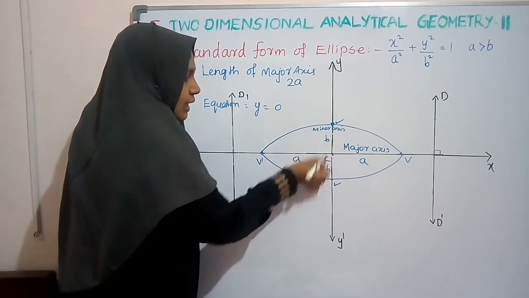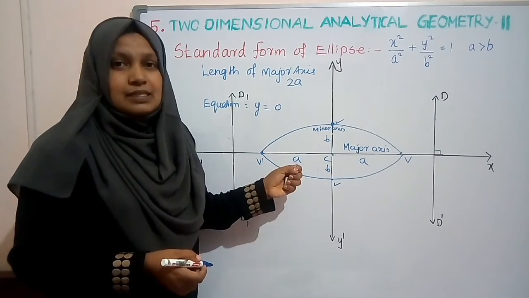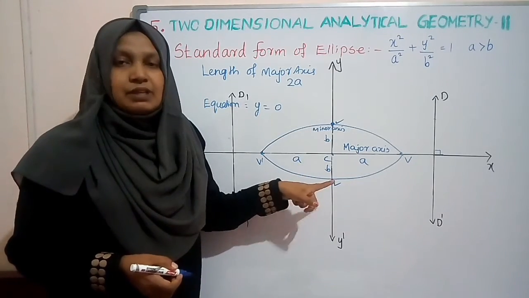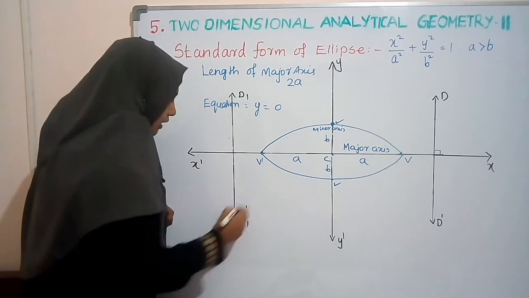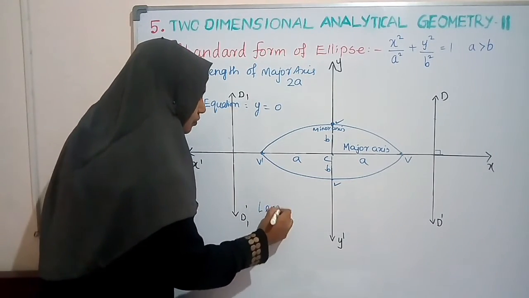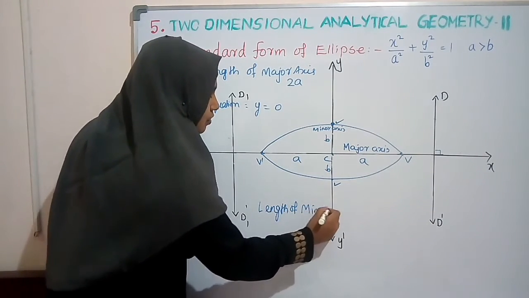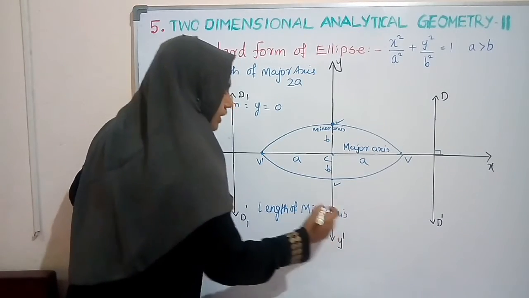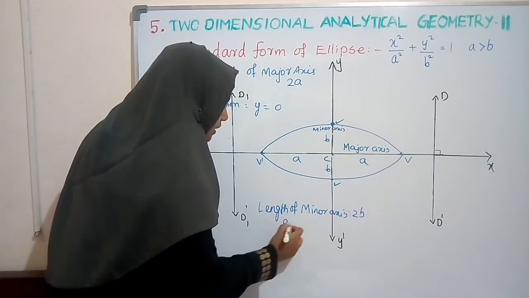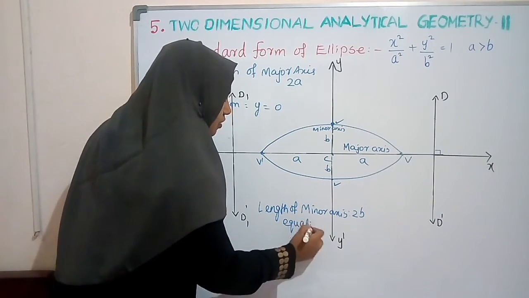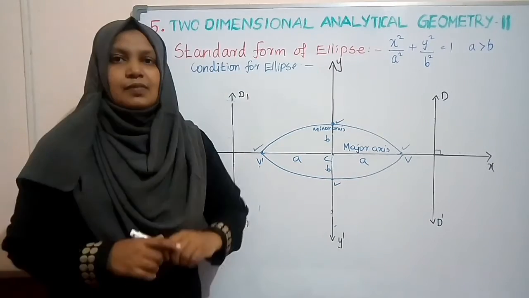Okay, and what is the length? It is 2b. And what is the equation of the minor axis? Since it is the y-axis, we can say it is x is equal to 0. That also we can write: the length of the minor axis is 2b and its equation is, what's the y-axis equation? x is equal to 0.